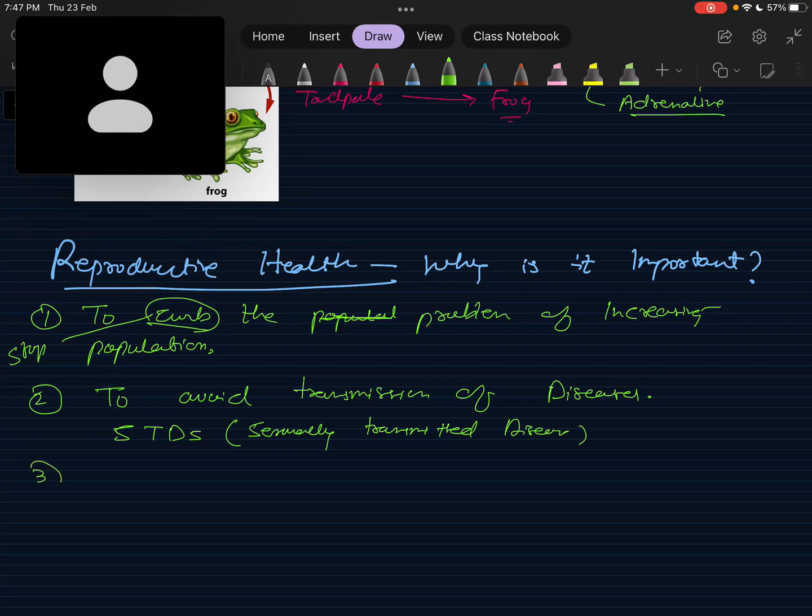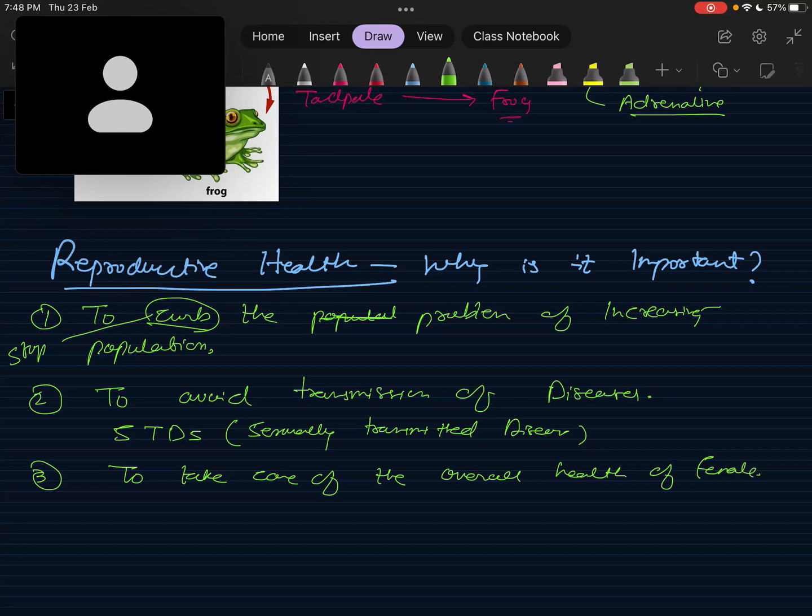Now another point is to take care of the overall health of a female, because a female is the one who carries the baby for a period of 9 months. It is very much necessary to take care of the overall health of the female.